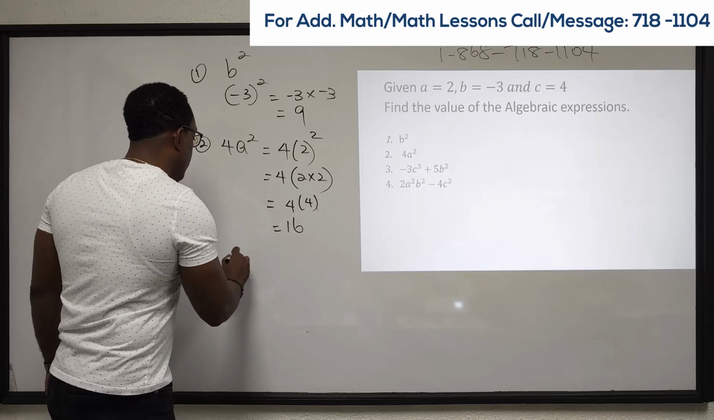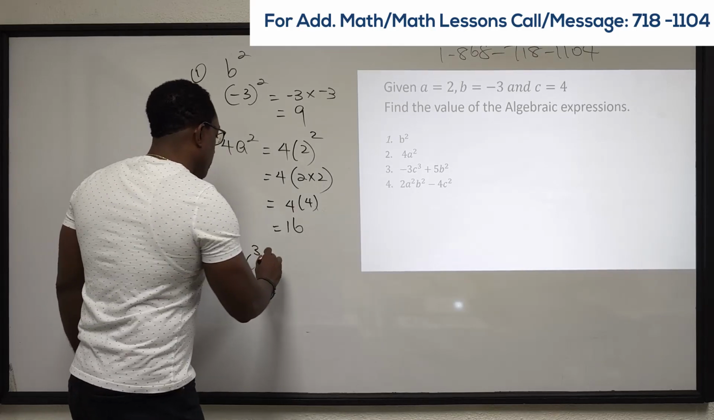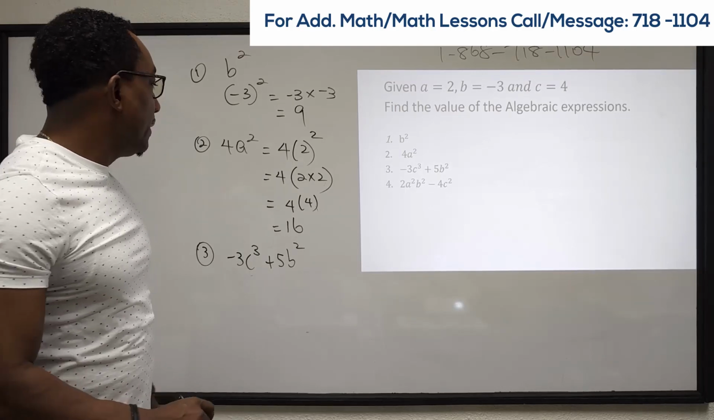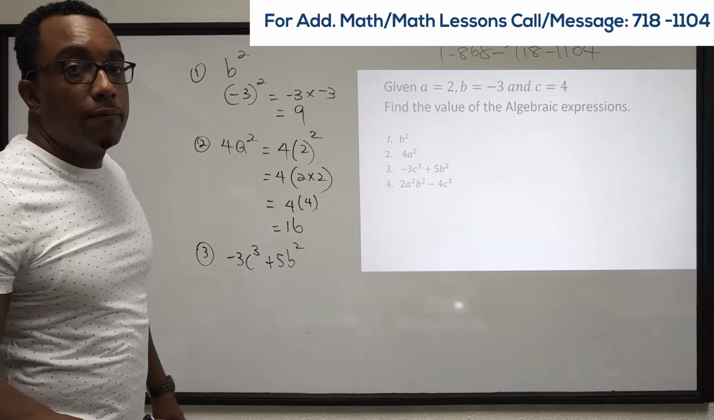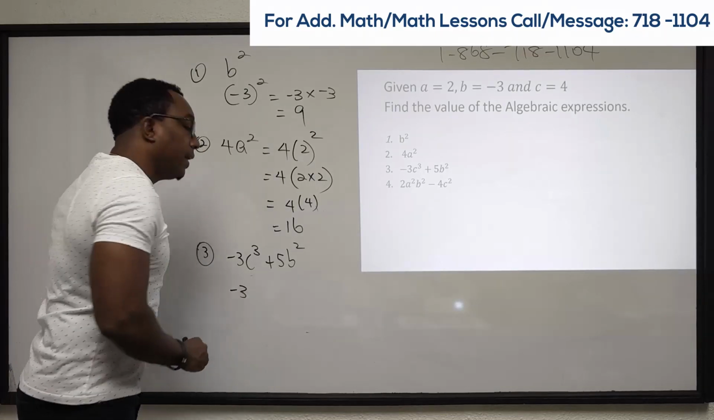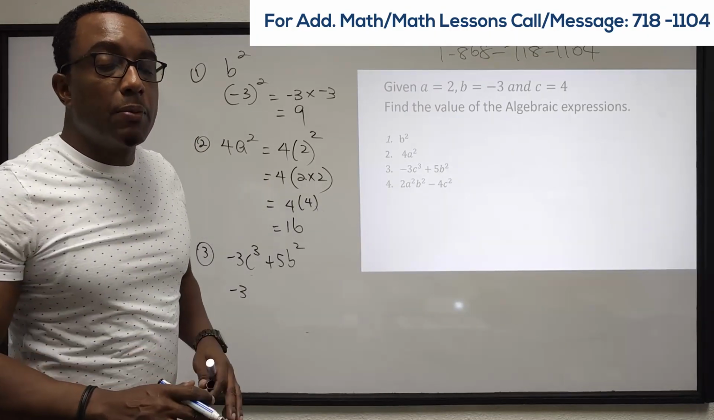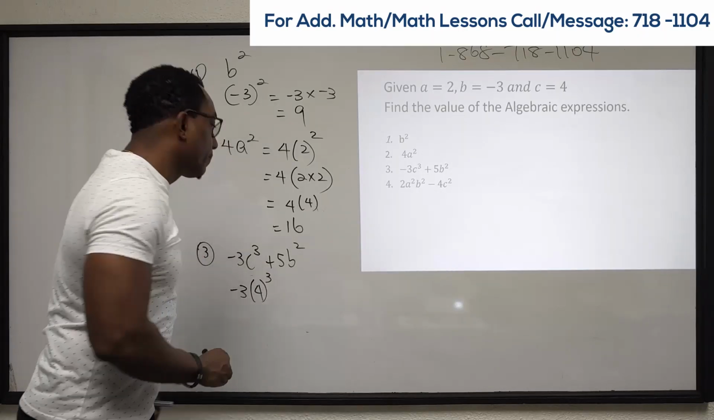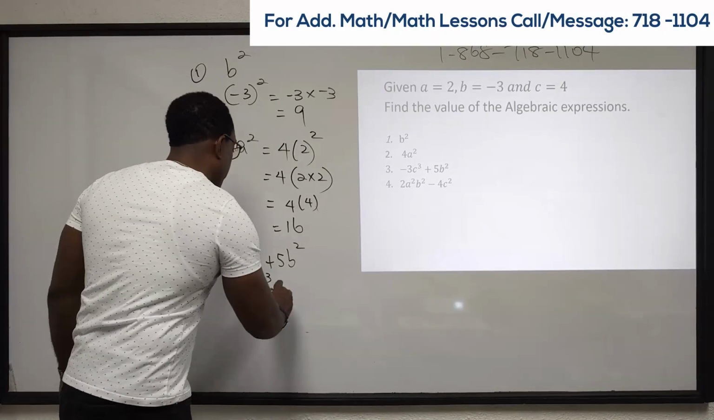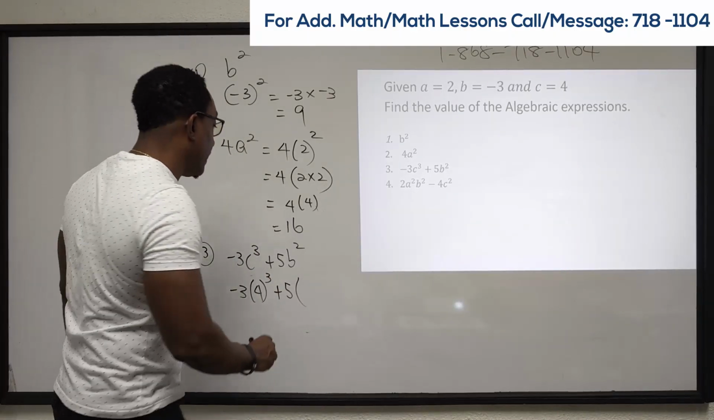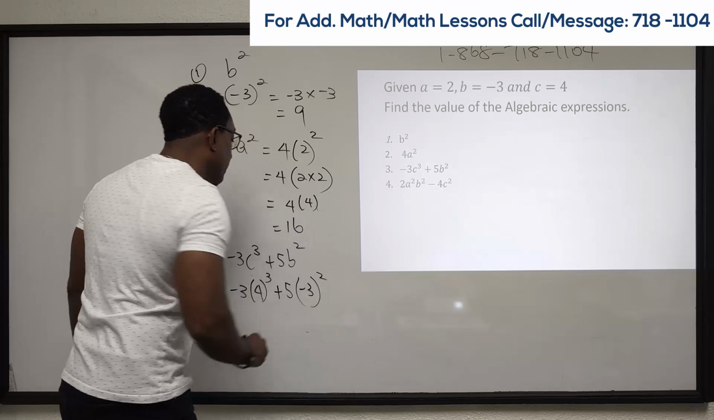So let's look at 3. We have negative 3c cubed plus 5b squared. Again, we're going to replace c with 4. So we simply ensure I have my negative 3. I'm replacing c with 4, so I place 4 in brackets cubed, plus 5. I'm replacing b with negative 3, so I have negative 3 in brackets squared.